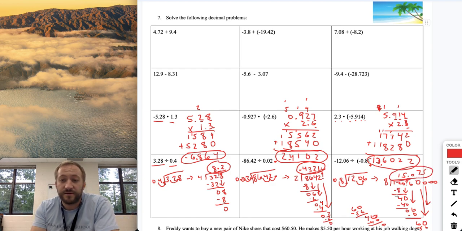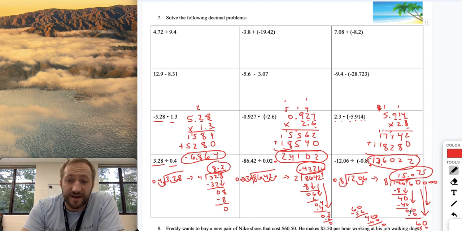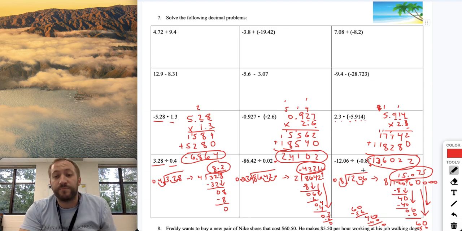All right, now, also my answer is going to be positive, like I said earlier, because I have a negative divided by a negative.